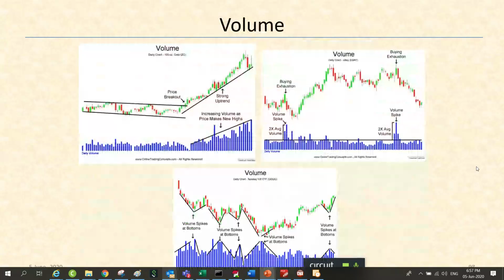So now let me go to the volume part. Volume is a very interesting thing. You will see volume typically is a trading volume. That means how many pairs of buy and sell have occurred.